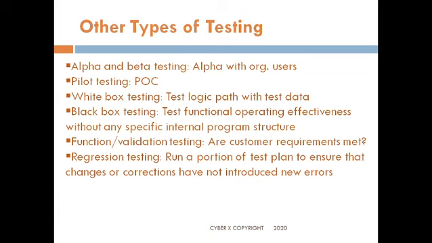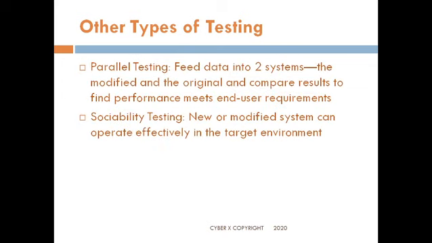Function or validation testing, where we see whether customer requirements are actually being met. Regression testing, where we run a portion of the test plan to ensure that changes or corrections have not introduced new errors. We have parallel testing. In this case, data is fed into both systems, one the original, another the modified, and the outputs are compared. Ideally, the output should be the same and it should meet the user's requirements.